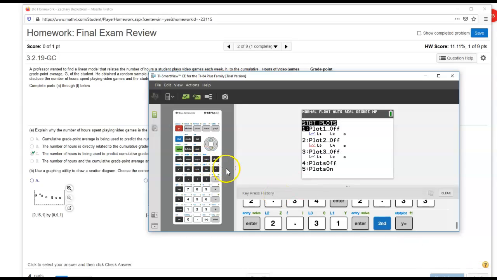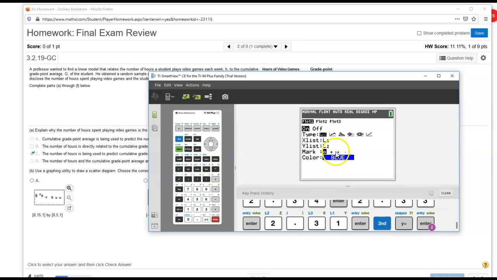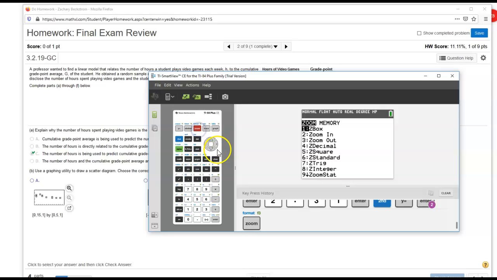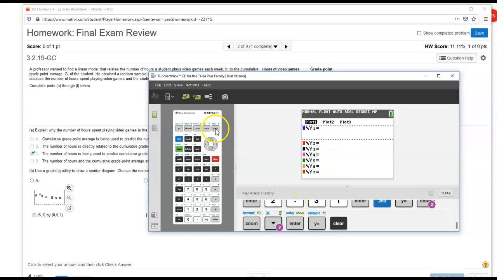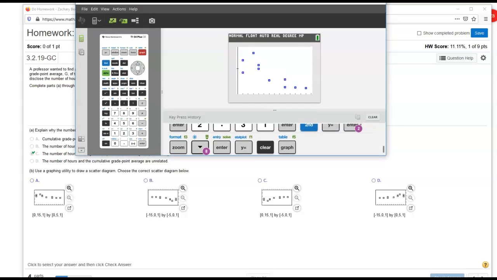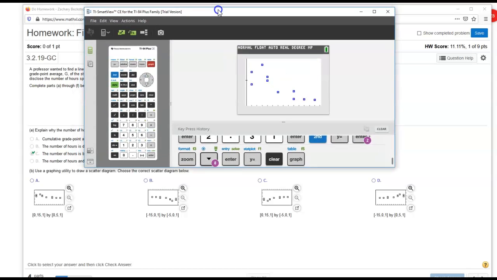And for that, we're going to go to this first plot here. We're going to turn it on. We're going to use L1 and L2, just like it is here. And then I'm going to go to zoom, and zoom stat will zoom around our scatter plot pretty well. Let me go ahead and take that last equation out, go back to graph, and this is what it looks like. So trying to match it up from the ones here, looks like it's going to be that first one.